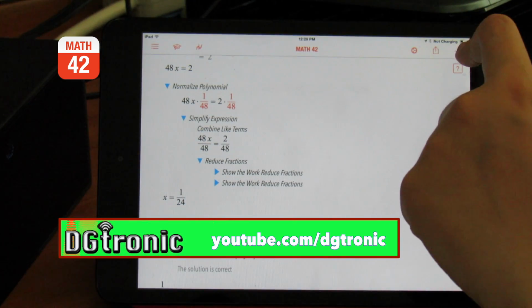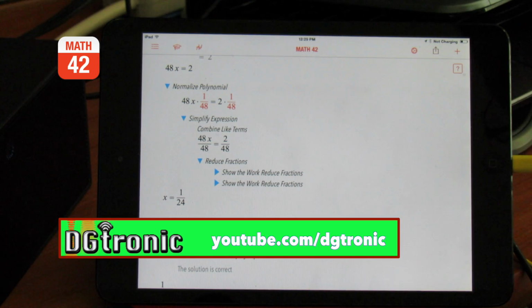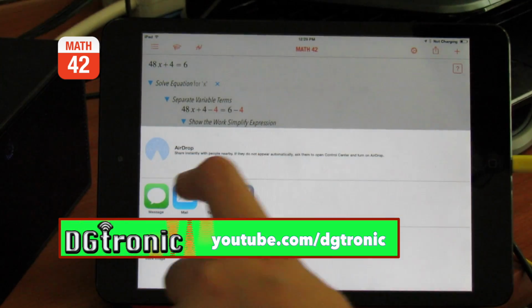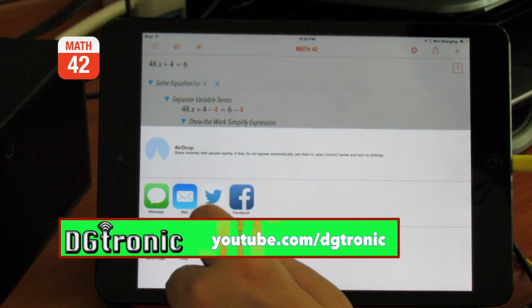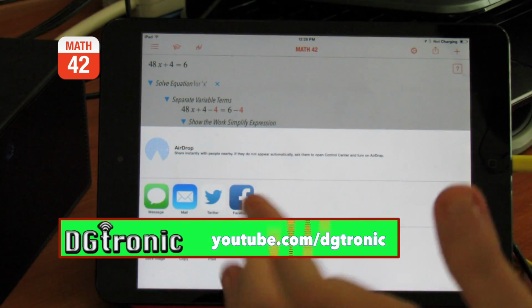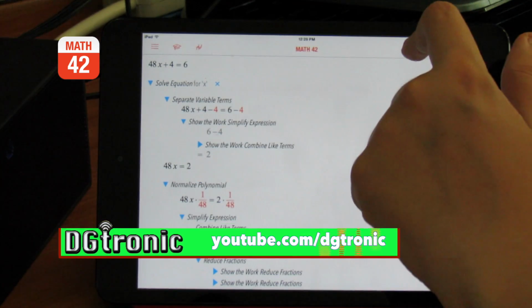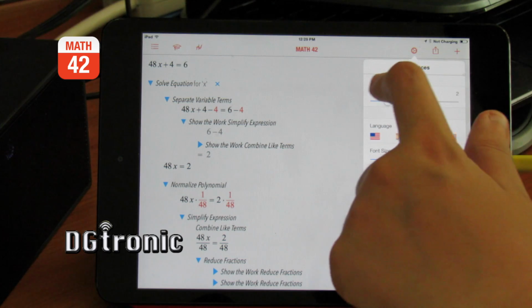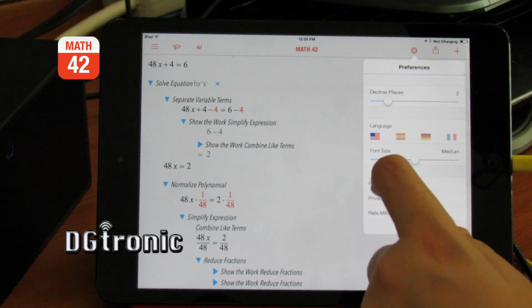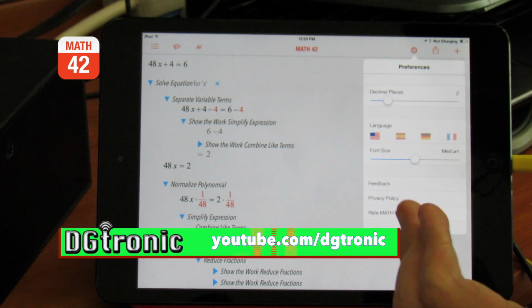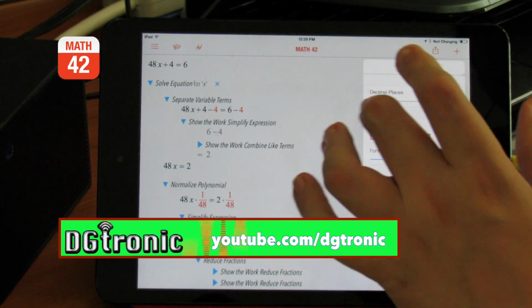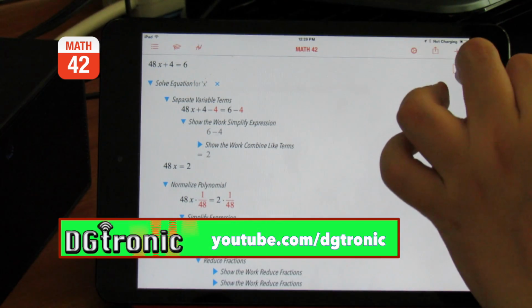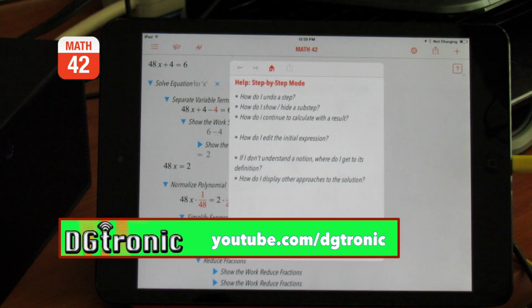Here you have a few more options. You can share, of course. Messages, mail, Twitter, Facebook, print, copy, all that usual stuff. If you hit that icon, that's the settings, preferences for decimal places, language, feedback, privacy, rating the application in the App Store. There's a question mark icon here that just helps you with the application.